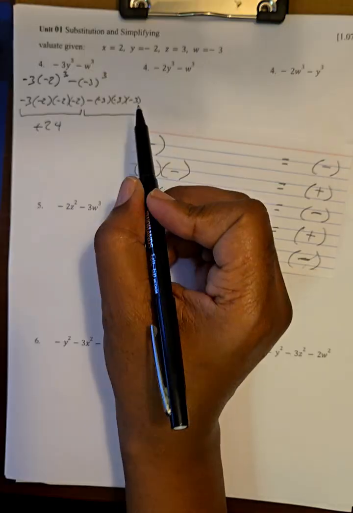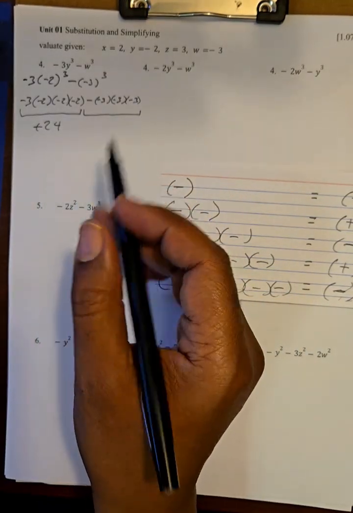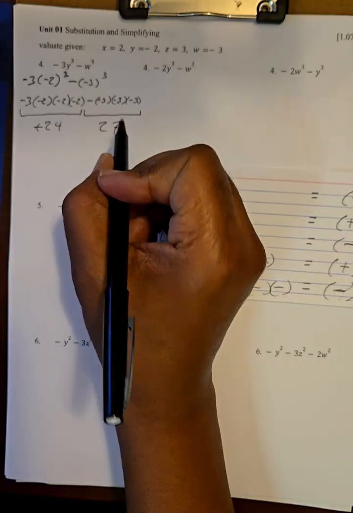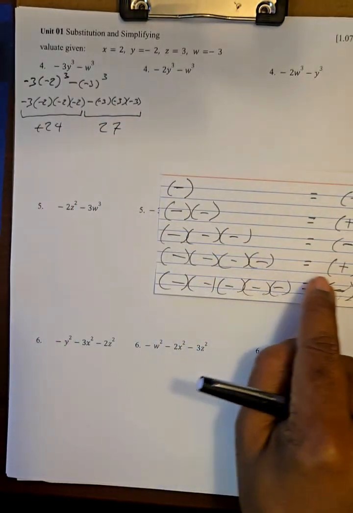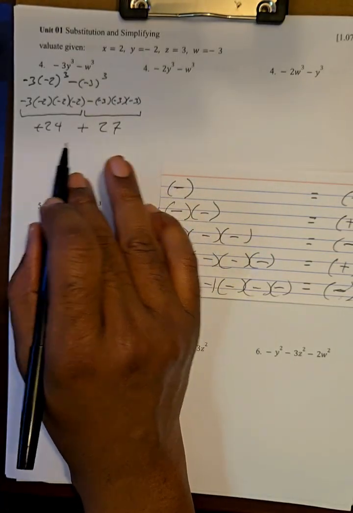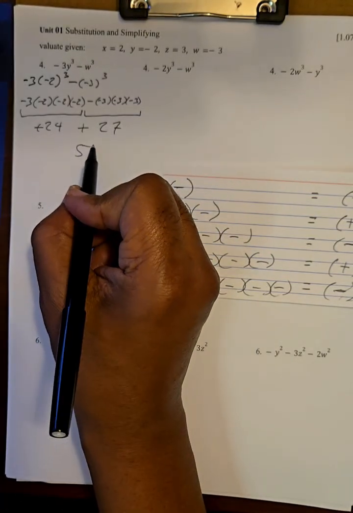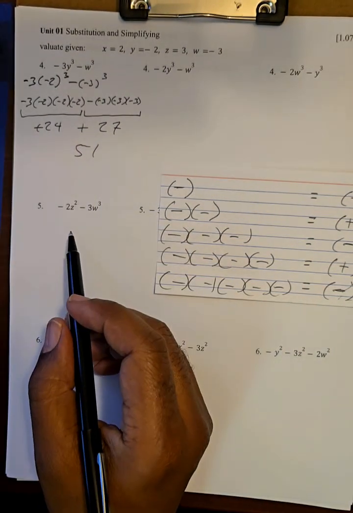And so here, this will be a 3 times 3 times 3, which will be a 3 times 9, which is 27. And you'll see there's 4 negatives here as well. And that's also going to be positive. These are same signs, so we're going to add them. So we'll get 51 when we add. The bigger sign wins, which is the 27, so it'll be a positive 51.